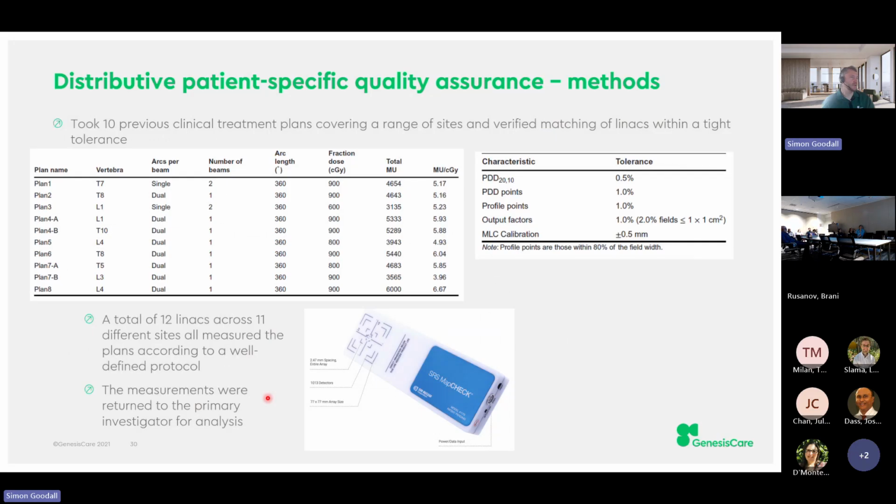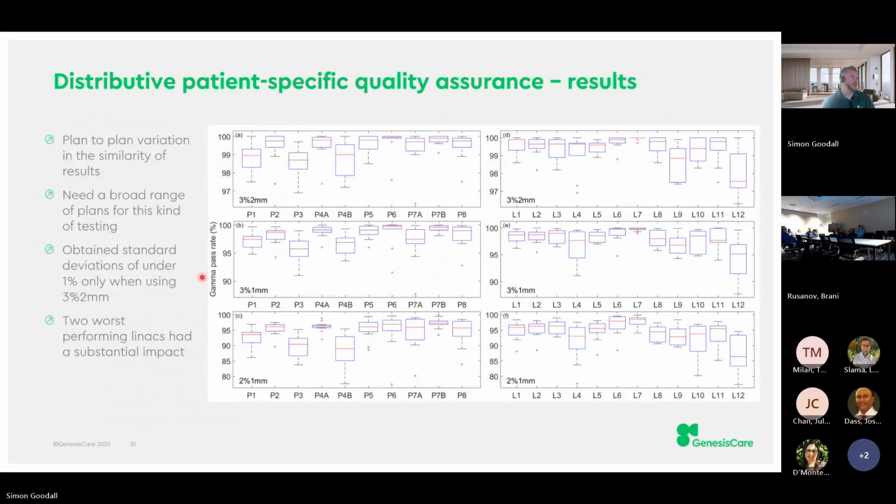So we looked at what would happen in each case. The first thing we looked at was the plan-to-plan variation, and we looked at some different gamma criteria, because it's not always inherently obvious which criteria are most applicable to these cases. And what we saw is that there was a variation. So some plans like this one, every machine passed the plan very well. And then other plans had a lot more variation between LINACs.